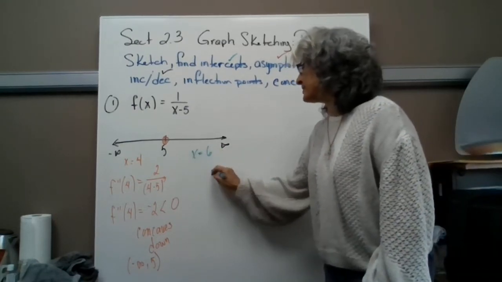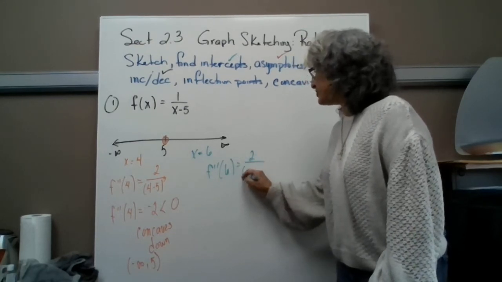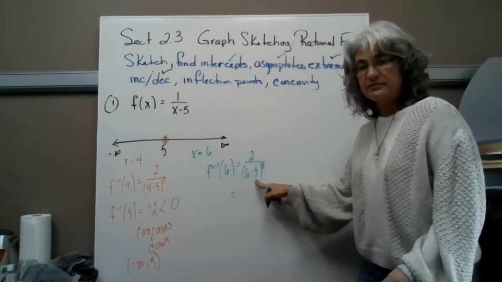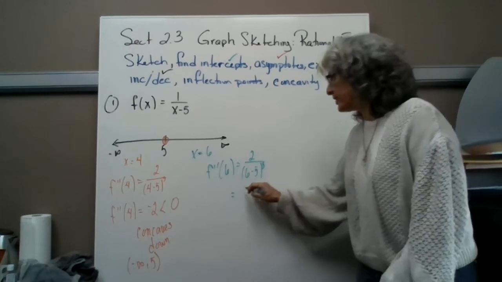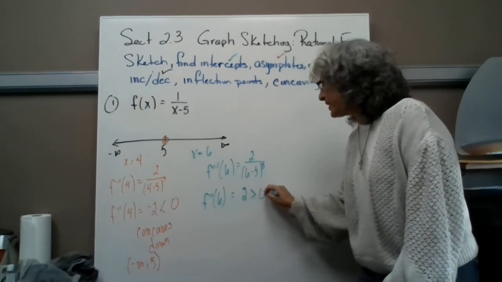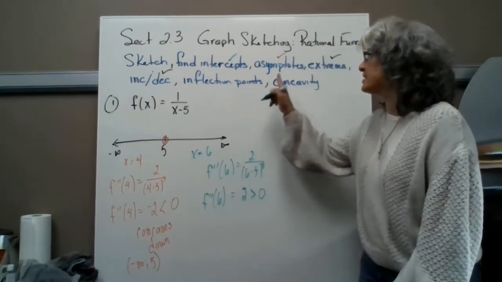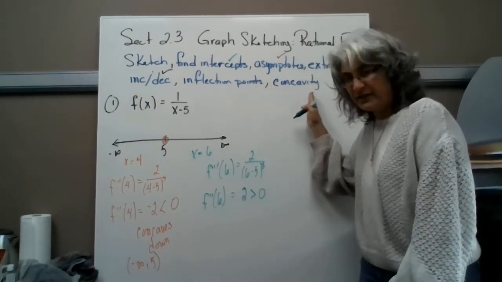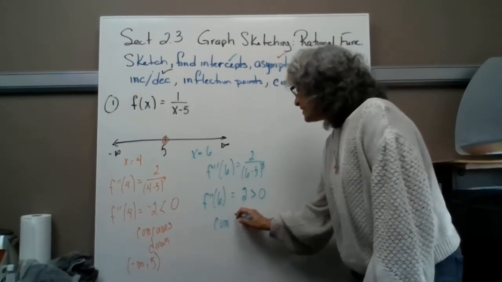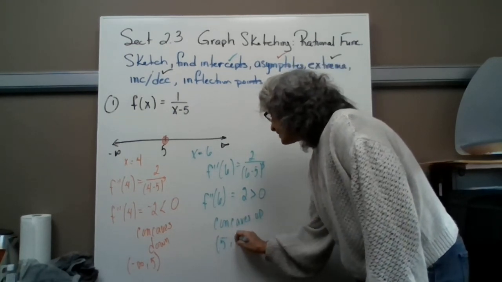I'm going to choose x equaling 6. Again, plug it into derivative number 2. And when I plug it into derivative number 2, 6 minus 5 is 1. To the power of 3 is 1. 2 divided by 1 is still 2. So my second derivative at this number is greater than 0. Again, you're dealing with the second derivative, which means you're dealing with inflection points and concavity. This tells me that since it is positive, it concaves up on the interval 5 to infinity.